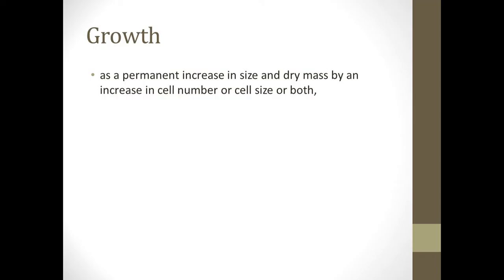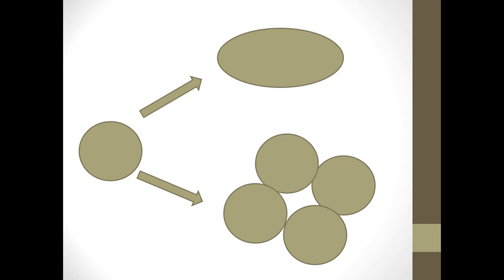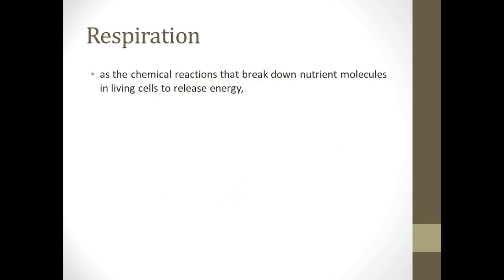Growth is a permanent increase in size and dry mass by an increase in cell number, cell size, or both. So there's two ways to grow. The cell can get bigger, or the cell can make more of itself. Both of those are considered growth. Now, respiration is the tricky one, and a lot of people, even up to S4, misunderstand what respiration actually is.